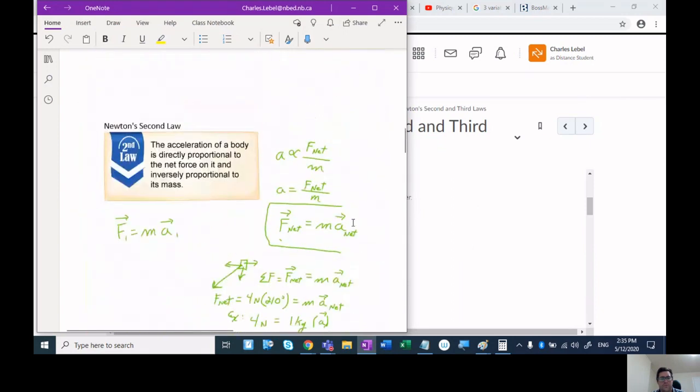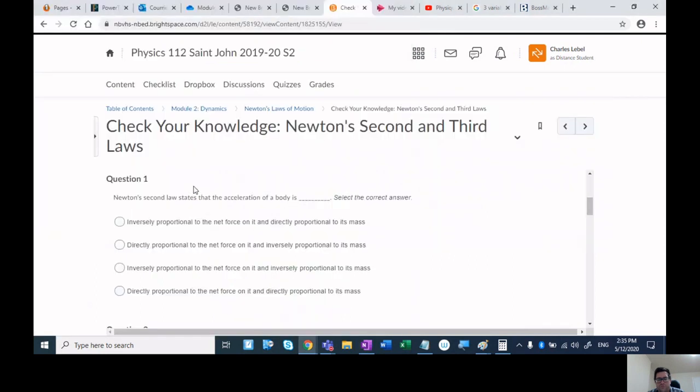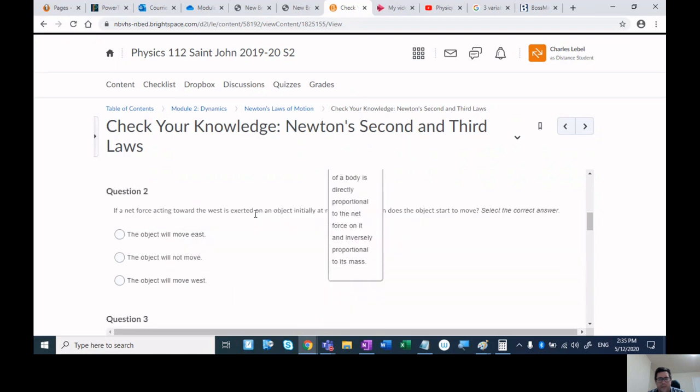The acceleration of a body is directly proportional to the net force, inversely proportional to the mass. All right. If a net force acting towards the west is exerted on an object initially at rest. If a net force, okay, net, acting towards the west, I hope that's the west for you, is exerted on an object initially at rest.